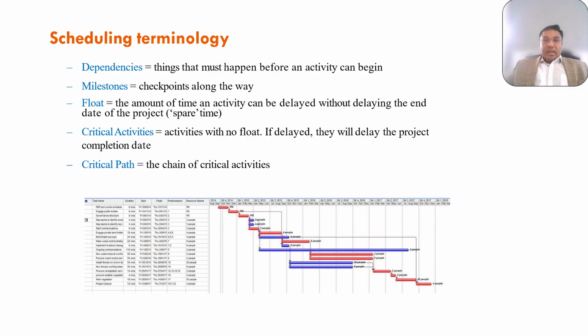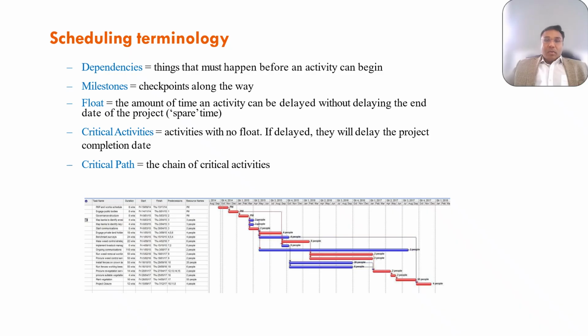Let's look at the key terminology of scheduling. Key terms to understand include dependency, which is again a logical relationship between different tasks. And the other one is the milestone, which are key checkpoints. And float, as I said before, is how much an activity can be delayed without affecting the project. I'll go further into float when we talk about the critical path method. And then there are critical activities, those with no float.